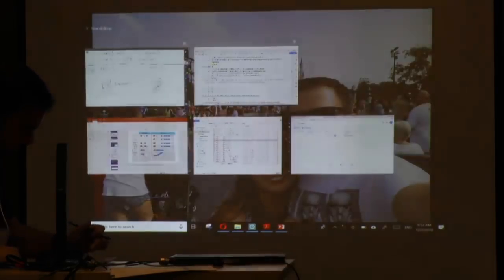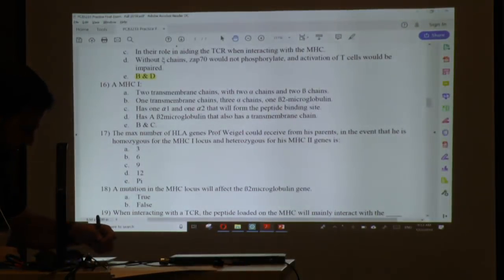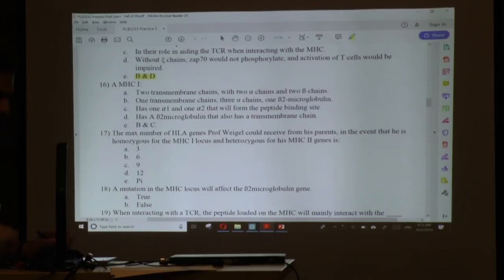So then the correct answer is going to be E. So basically, MHC1 has 1 transmembrane chain, 3 alpha chains, and 1 beta 2 microglobulin. And then also, oh no, never mind. So this has beta-2 microglobulin that also has a transmembrane chain. That is wrong. The correct answer is B. My bad. Make sense?